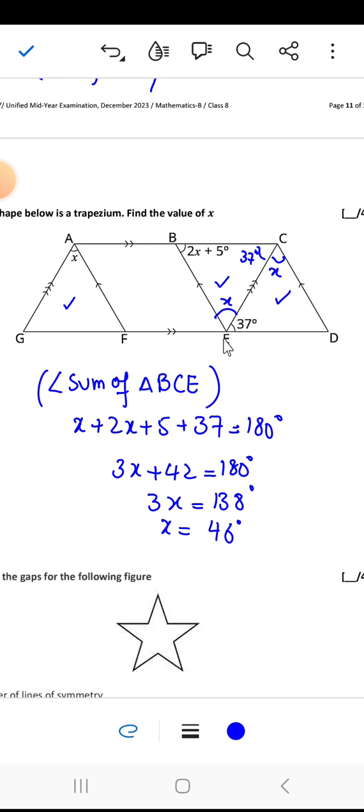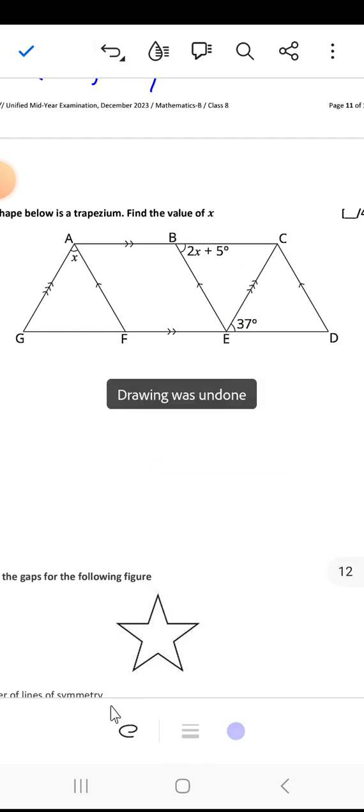So there were a few concepts which were used. You can even use this straight line also to find this unknown. If this is 2x plus 5, this is also 2x plus 5 because they are alternate interior angles. So you can use this straight line concept also. So moving on to next question.